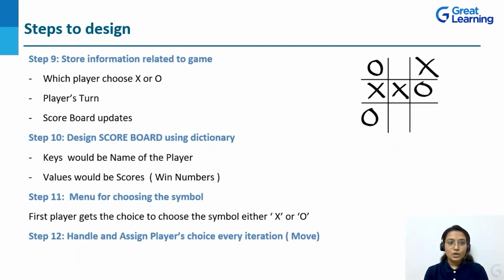So in step 10, we have to design the scoreboard using a dictionary in Python, right? The keys will be the names of the players and the values will be the score, that is the win numbers. Step 11 is having a menu for choosing the symbol. When we start the game, we give options to the players where they can choose either X or O. In step 12, we have to handle and assign the player's choice every iteration. What move the player is taking, where the X is placed, where the O is placed, this move should be taken into consideration.